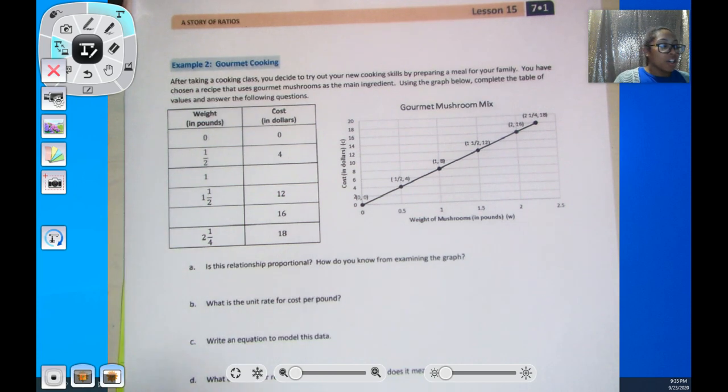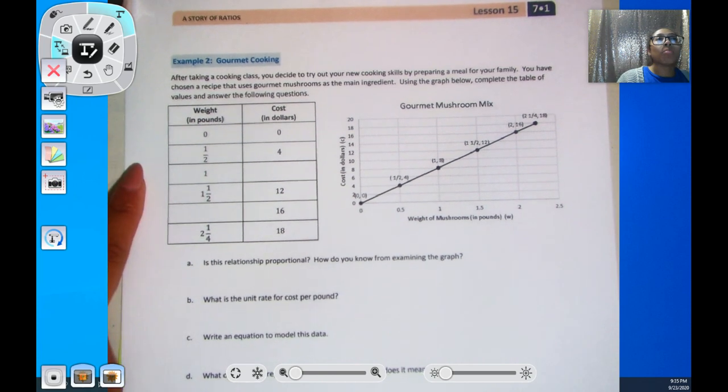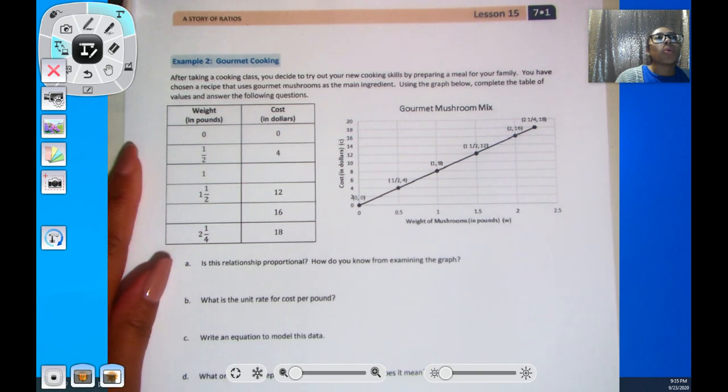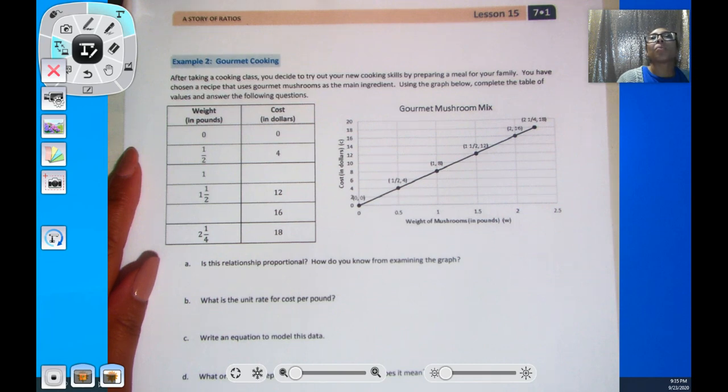Hey guys, so I'm getting ready to go over example 2 from lesson 15. The question says, after taking a cooking class, you decide to try out your new cooking skills by preparing a meal for your family. You have chosen a recipe that uses gourmet mushrooms as the main ingredient. Using the graph below, we're going to complete the table of values and answer the following questions.